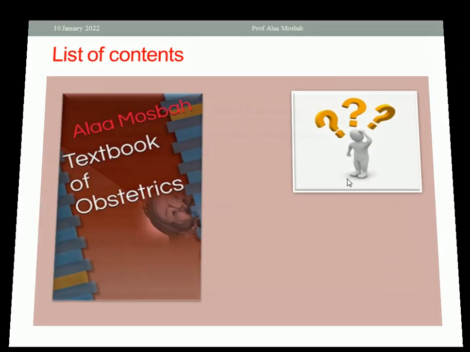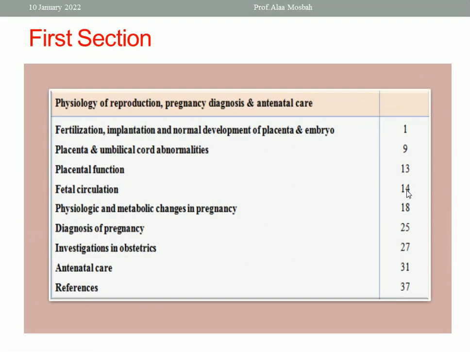So what about the list of contents? Let us start with the first section, which includes chapters related to each other, as I said, starting with fertilization, implantation, and the normal development of the placenta and the embryo. Going through the anatomy of the placenta and the umbilical cord and any abnormalities related to the placenta and umbilical cord. Then, what about the placental function?